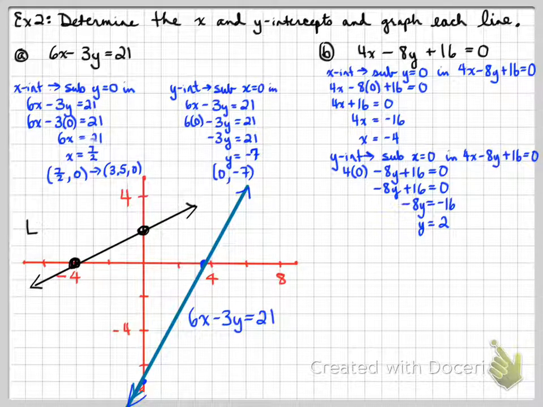So when we plot it, we plot out negative 4, 0, which is here, and 0, 2, which is here. Plot the points, connect the points, extend it, and draw an arrow. Don't forget to name it, folks. The name of that line is 4x minus 8y plus 16 equals 0. Okay, so we've worked with determining the x and y intercepts and graphing each line.